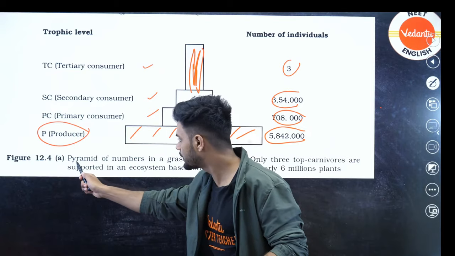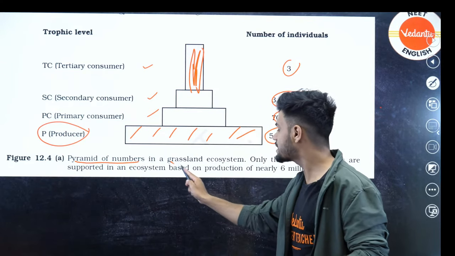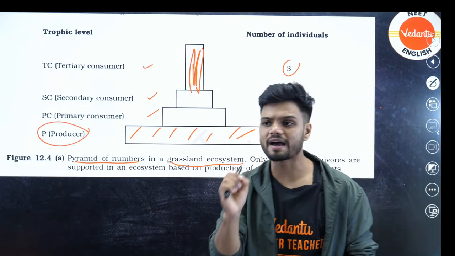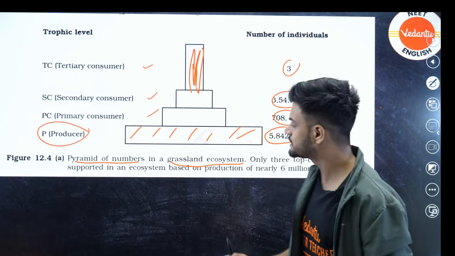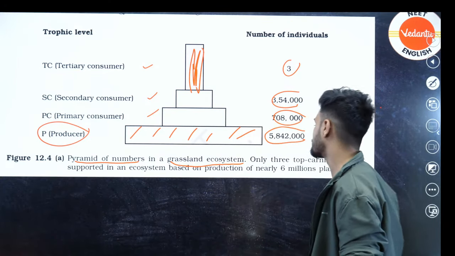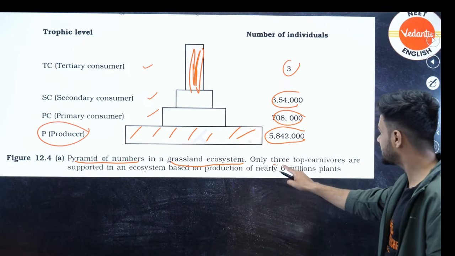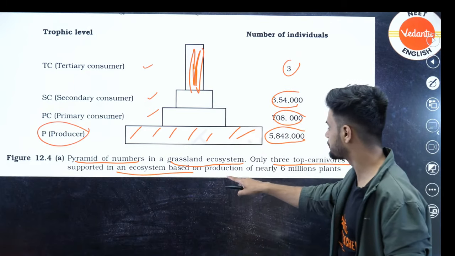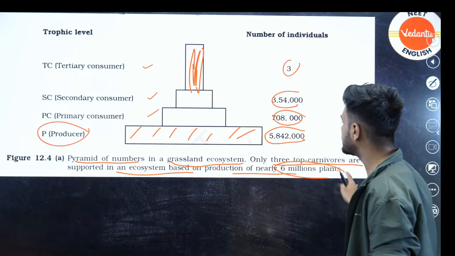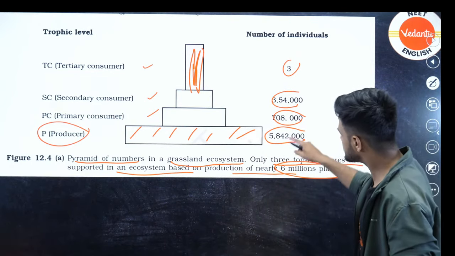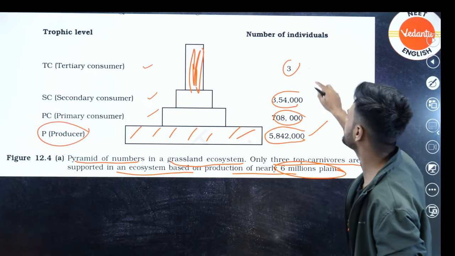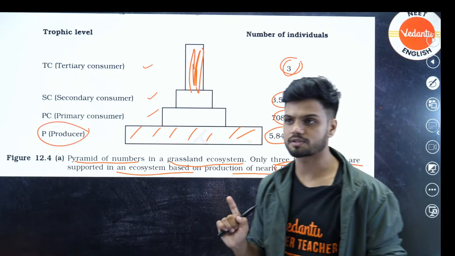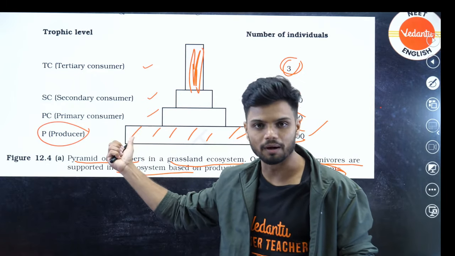This is an example of your pyramid of number in the grassland ecosystem. Very, very important. Only the three top carnivores are supported in the ecosystem based on the production of nearly 6 million plants. In total, there are 6 million plants, but in the end, we have only three carnivores. This is a pyramid of number.